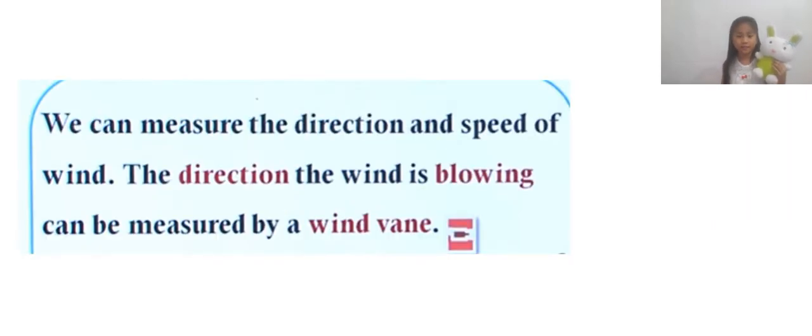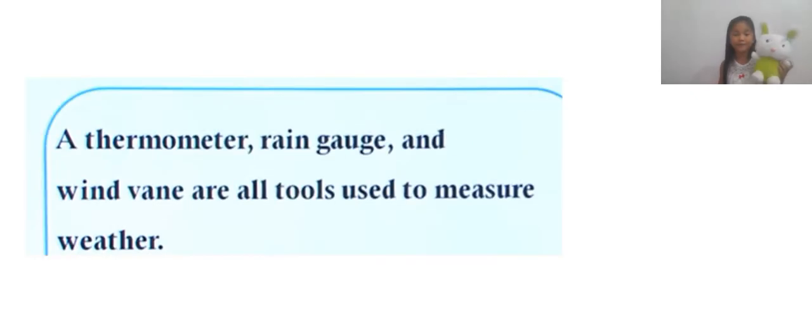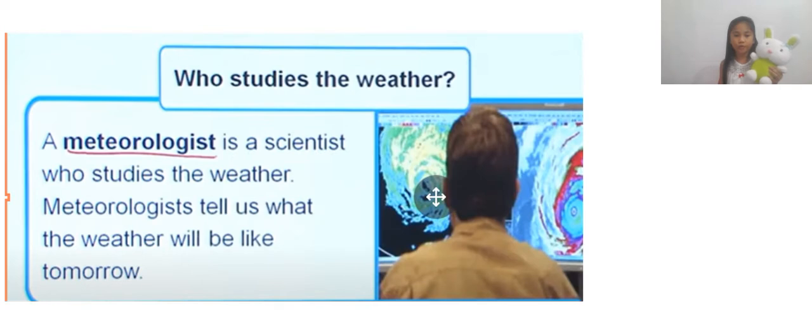So now let's read. We can measure the direction and speed of wind. The direction the wind is blowing can be measured by a wind vane. A thermometer, rain gauge, and wind vane are all tools used to measure weather. Who can study the weather? A meteorologist. Wow, that's a very long word.